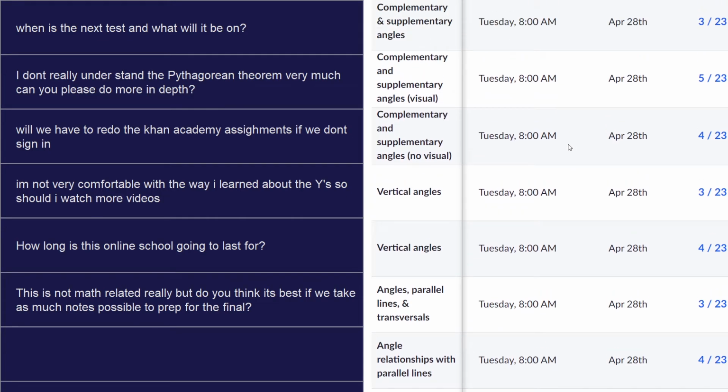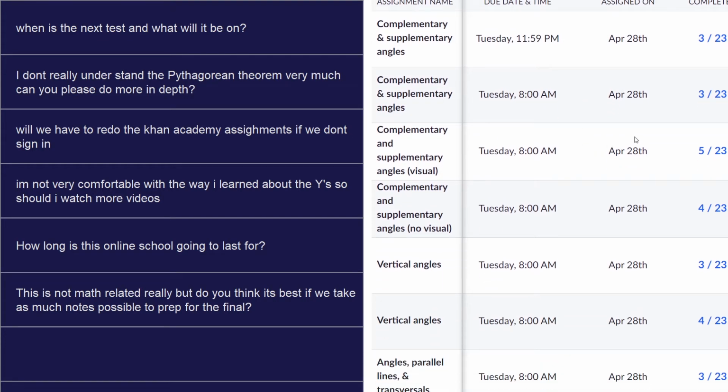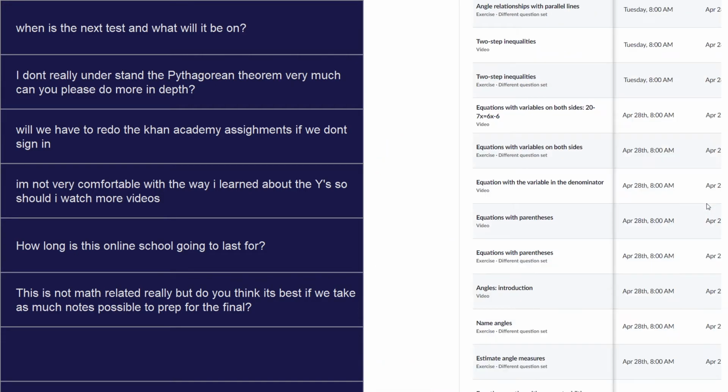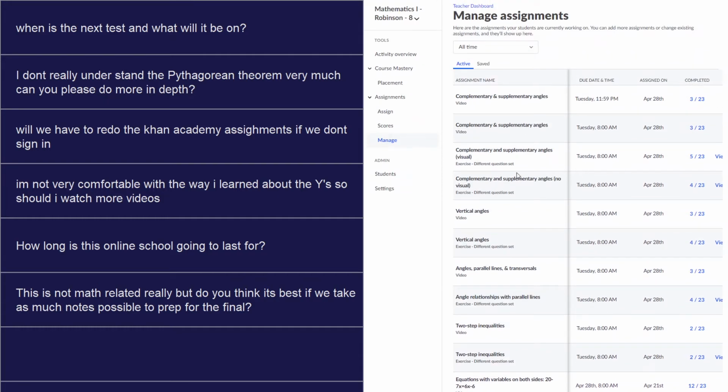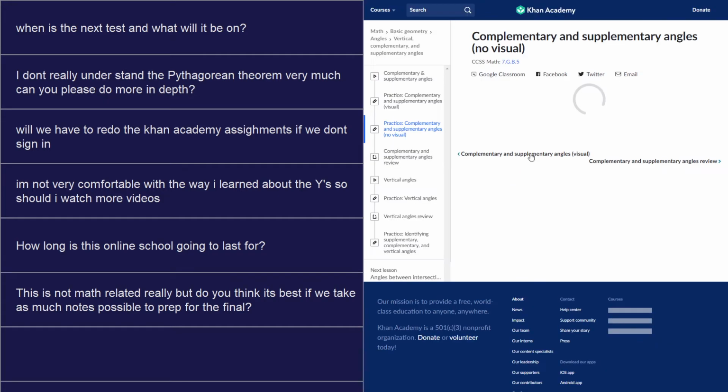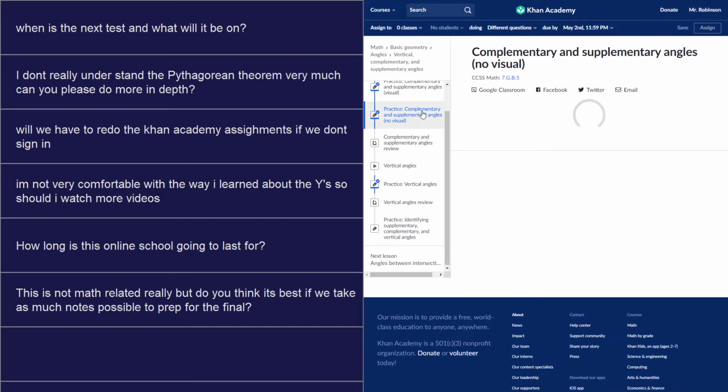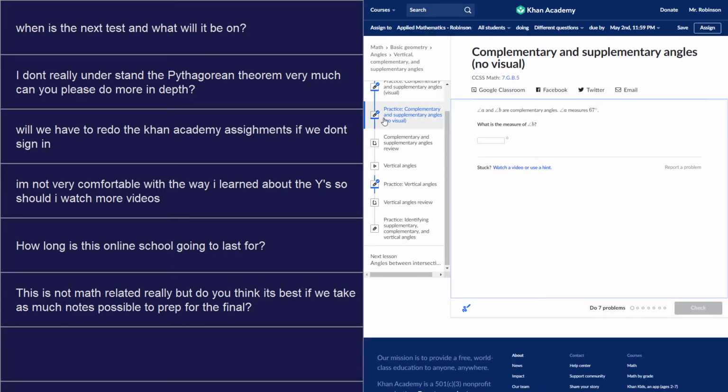So let's look at complementary visual. Are these the practice ones right here? I don't want to see the names. Complementary exercises. So I already did these right here. And by the way, you'll know if you did them if there's a nice check mark by them right here. So this is me having done them just to make sure I know how to do them.